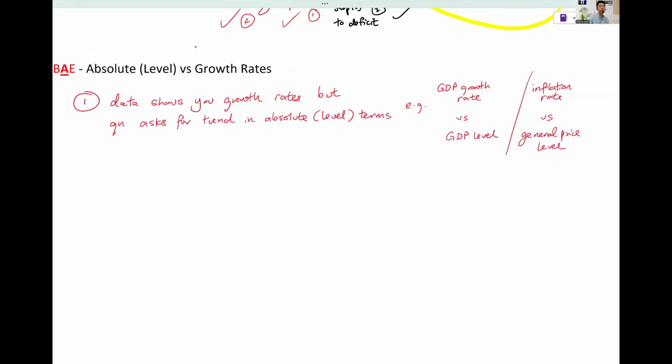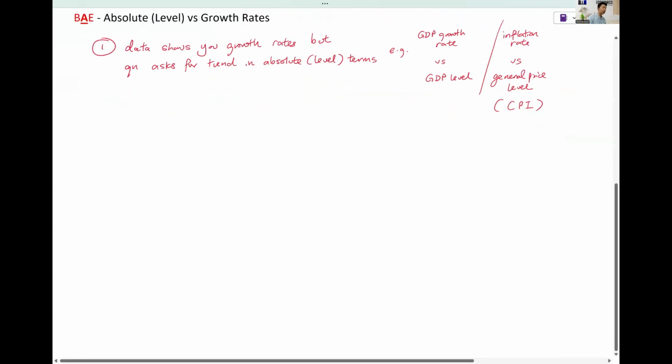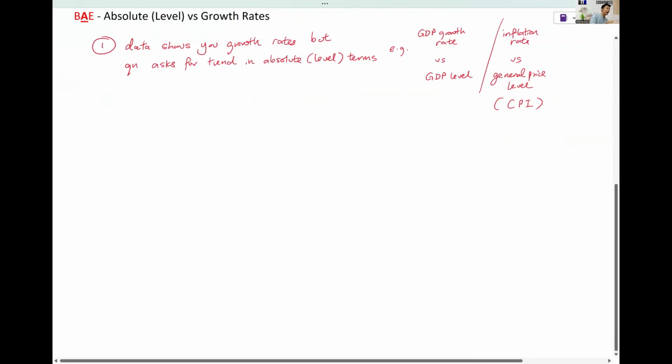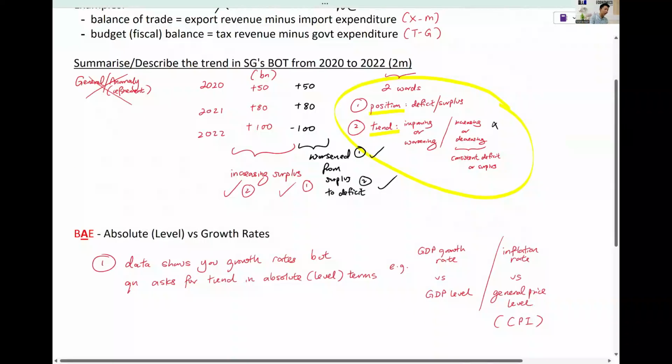What do we call the general price level in Singapore? Starts with a C and it's not COE. CPI, Consumer Price Index. Okay, it's exactly the same. Like in Singapore, we call the train MRT. In Hong Kong, we call it the MTR. Same thing as the train, okay? So this is your absolute versus growth rate. And this is not balance account, huh?